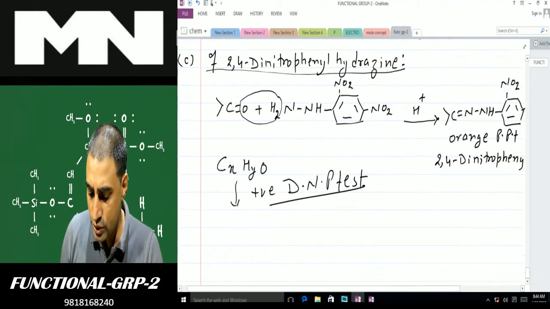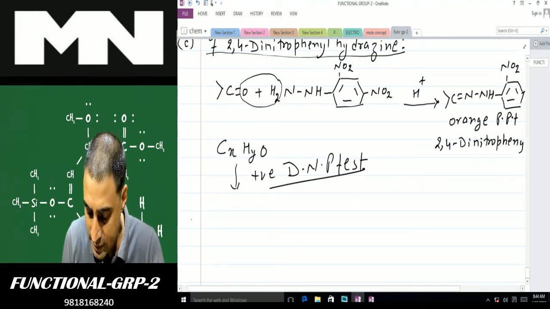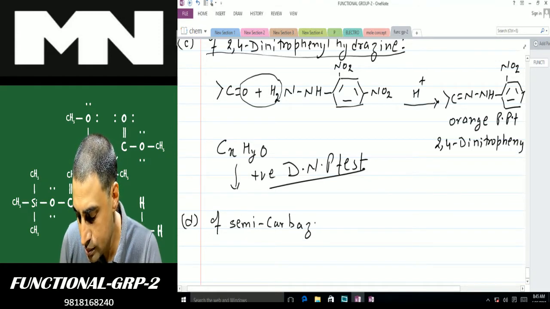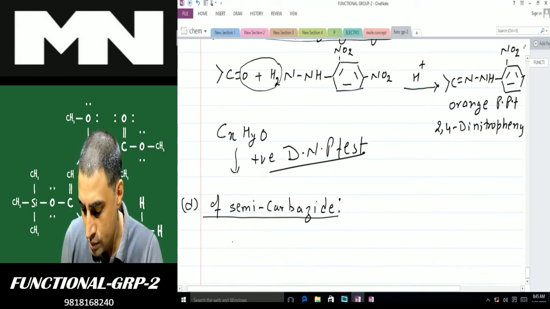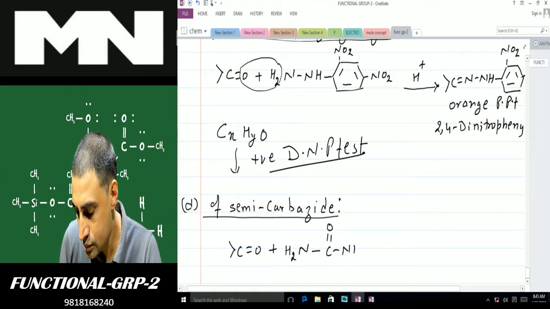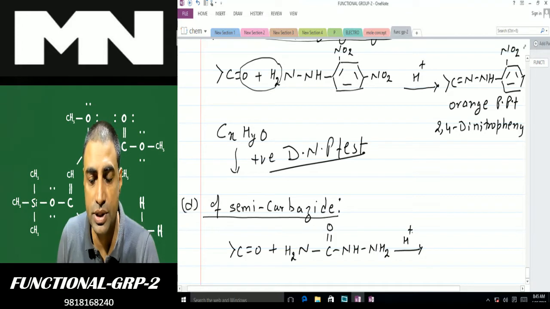After this, we'll move on to the next addition, that is addition of semicarbazide. Here I have aldehyde or ketone. I am reacting it with semicarbazide. The compound is like this, in the presence of H positive.